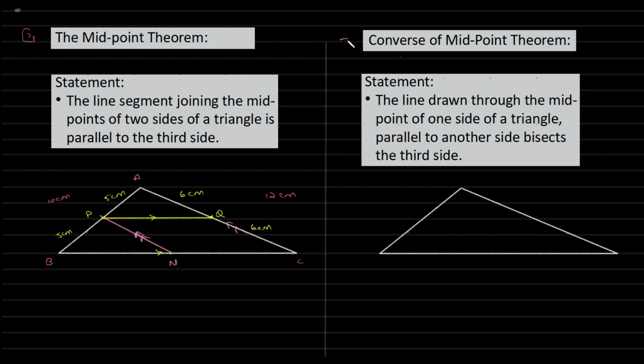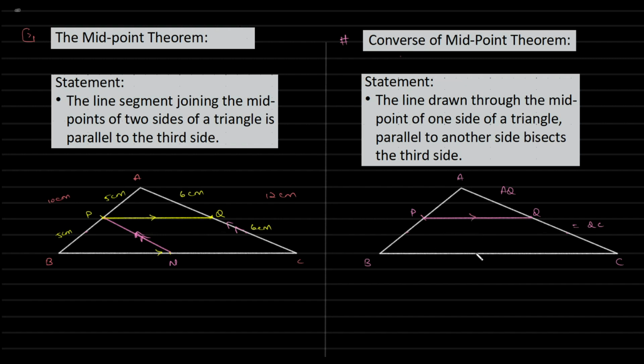Now the converse of the midpoint theorem, that is the ulta. The line drawn through the midpoint of one side of a triangle parallel to the other side bisects the third side. So let me explain this. Again, we have ABC and this is a midpoint. Now if I happen to draw a line which is parallel to the third side and this point of intersection is Q, then we can tell that AQ is equal to QC.